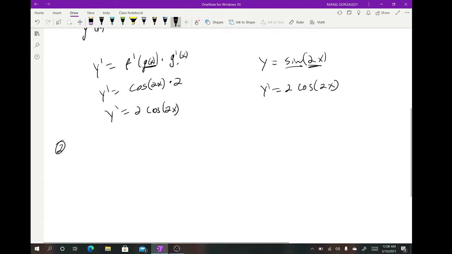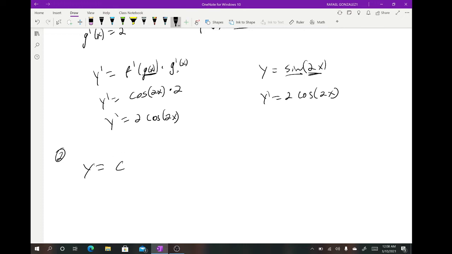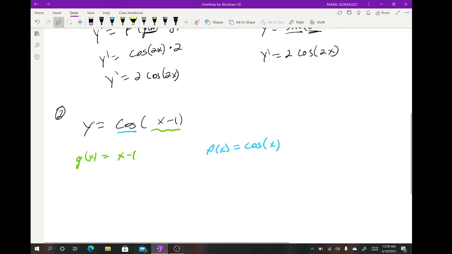So another one. What if you're given now cosine? So if somebody comes up to you and gives you cosine, let's say, of x minus 1, then again, this inner piece is your g of x. And then the outer piece, which is just cosine, is your f of x. So f of x equals cosine of x. Once again, let's take the derivatives. So g prime of x is simply 1, because the derivative of x is 1, the derivative of minus 1 is 0. And now the derivative of f of x, we know that this is negative sine of x.